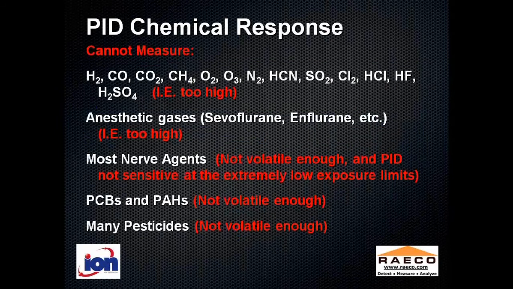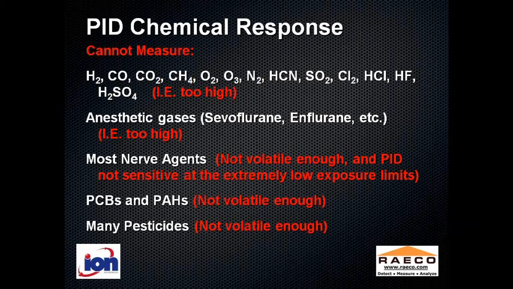Important to understand also is what a PID cannot measure. Increase the list here some more: hydrogen, CO, including things like ozone, SO2, chlorine, small acids. Here the ionization energy is just too high to measure, and in some cases you don't really want to have this interference, as I mentioned before, from things like nitrogen and oxygen. Other common requests we get are things like anesthetic gases like sevoflurane and fluorane. These are highly fluorinated compounds or don't have a lot of functional groups that are ionizable, and so their ionization energy is just too high for this system to work. So you need some other type of detector.